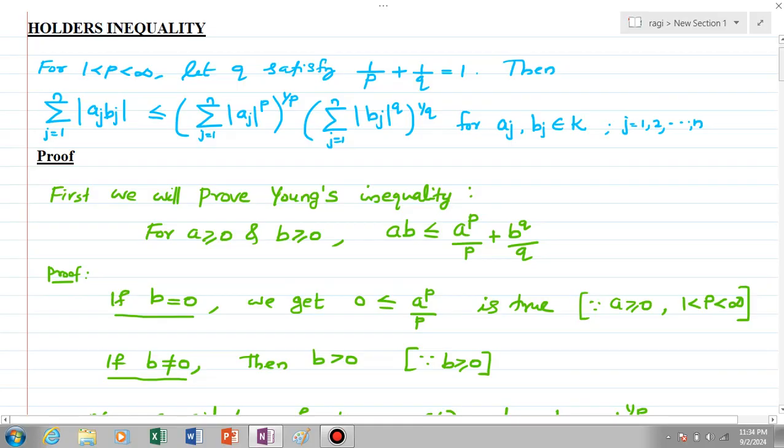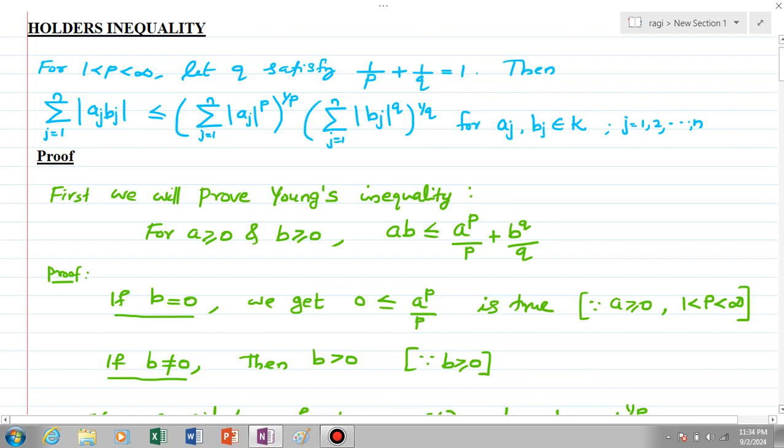Okay, now let's discuss the proof. For proving this inequality, we have to first prove Young's inequality. The inequality is: for a ≥ 0 and b ≥ 0, a·b is less than or equal to a^p/p + b^q/q. First we will look at the proof of Young's inequality.